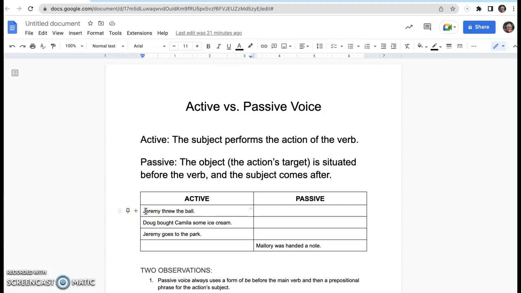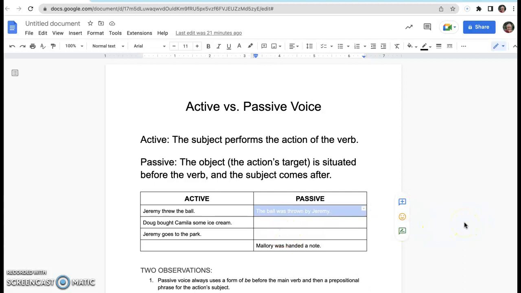So after identifying the subject and the verb, ask the question, what? Jeremy threw what? In this case, it's the ball. This is what we call the object, or more specifically, the direct object. Now, if I were to put this into passive voice, I'm going to invert this order. Ball is going to go on the other side of the verb, and Jeremy will change locations with some minor adjustments. So changing that to passive voice would look something like this.